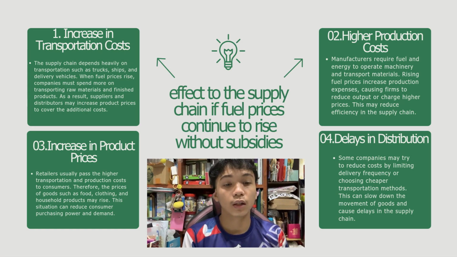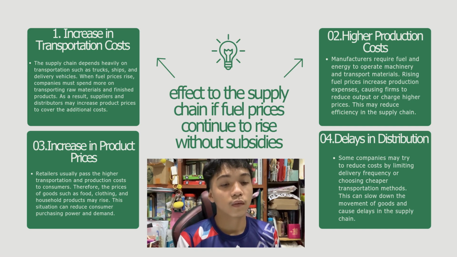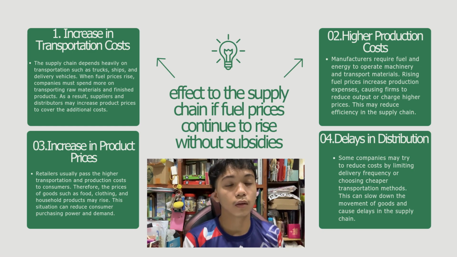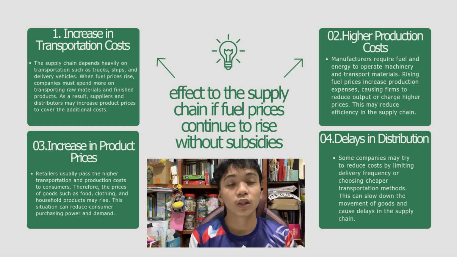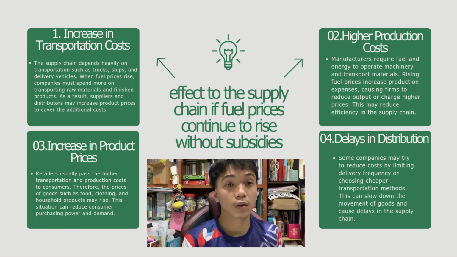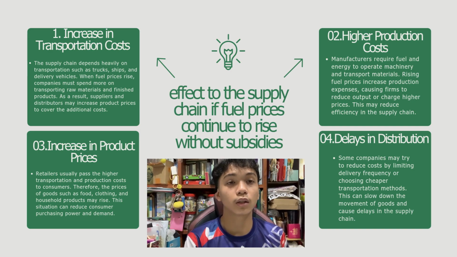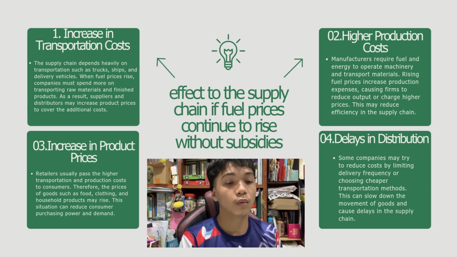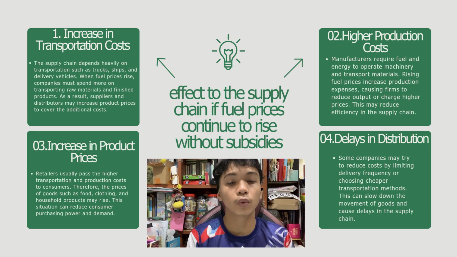The first effect is an increase in transportation costs. Trucks, ships, and delivery vehicles all require fuel. When fuel prices rise, companies must spend more money transporting raw materials and finished products. The second effect is higher production costs. Manufacturers need fuel and energy to operate machinery and transport materials. As production becomes more expensive, companies may reduce output or increase product prices.